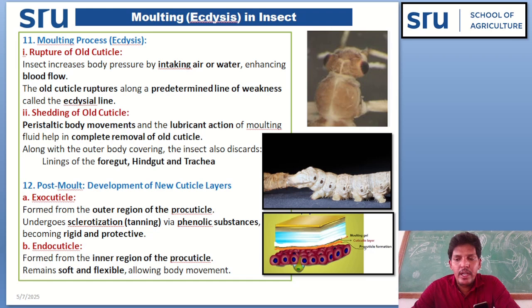Along with the outer body covering, the insect also discards the lining of the foregut, midgut, hindgut, and trachea. Post-molt, development of the new cuticular layer. After molting, exocuticle is developed from the outer region of the procuticle and endocuticle is developed from the inner region of the procuticle. Exocuticle undergoes sclerotization via phenolic substances, becoming rigid and protective. Endocuticle remains soft and flexible, allowing body movement in insects.